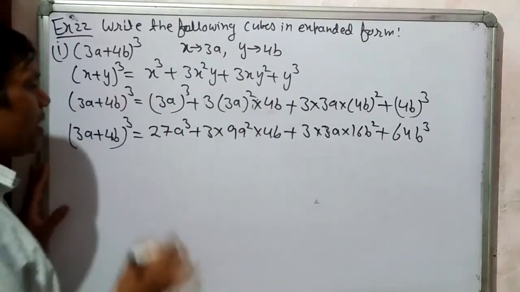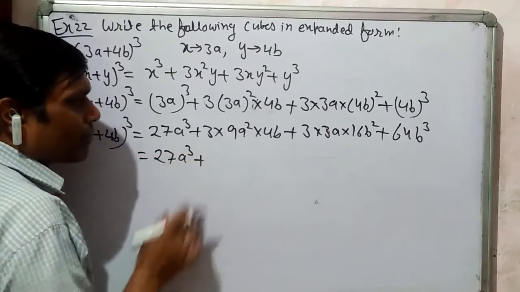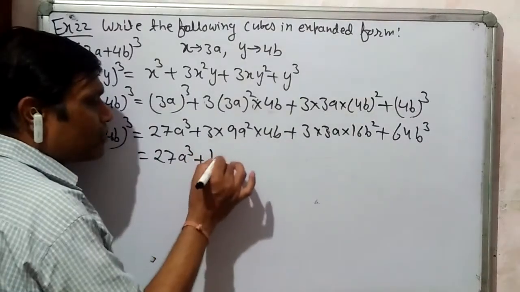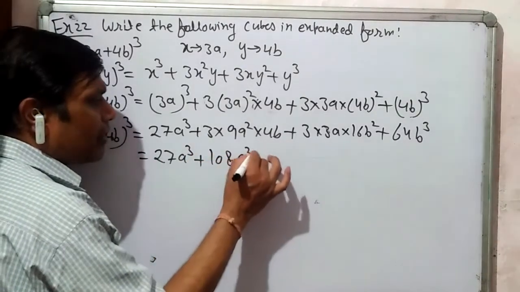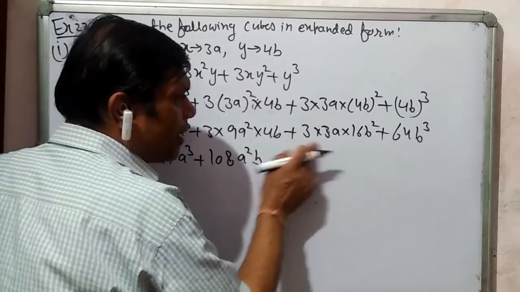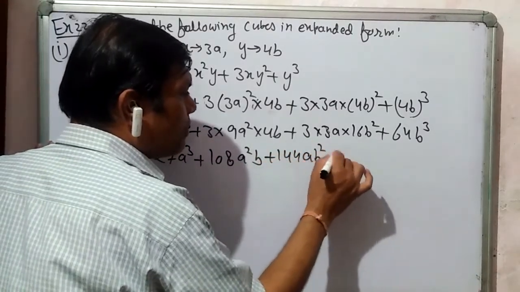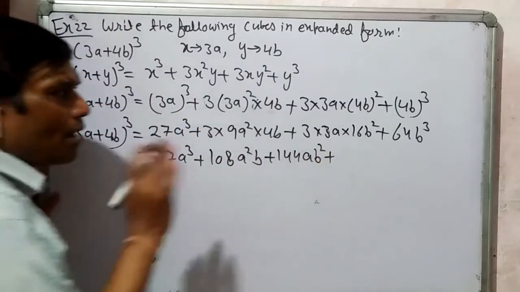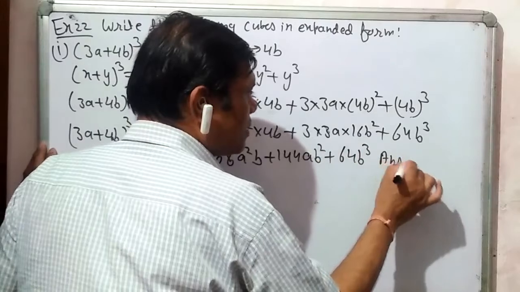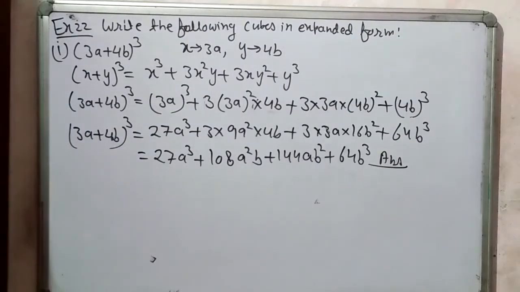Now, carry out the remaining multiplication. 27a cube is as such. 3 nines are 27. 27 into 4 is 108a square b. That's 16 into 9, 144ab square, plus 64b cube. That's your answer for the expansion of this particular identity.